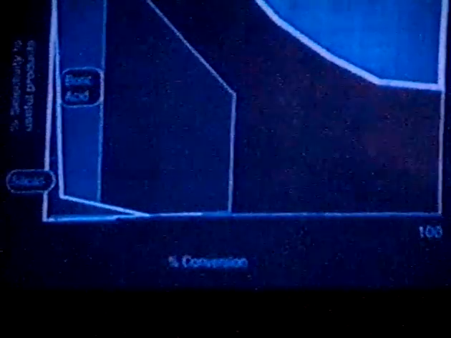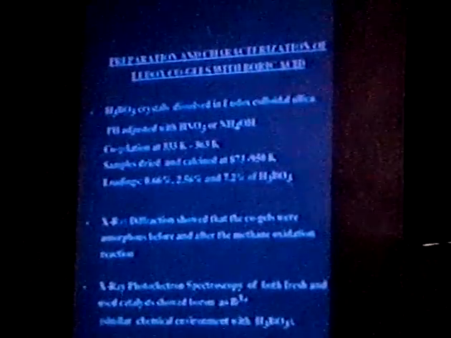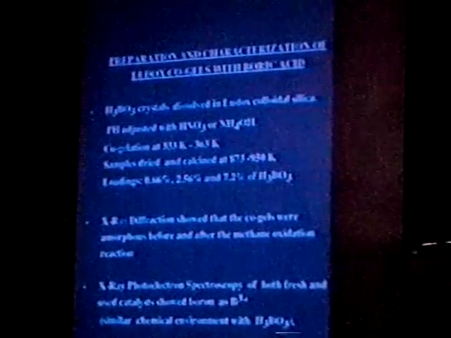Now, for the first part of the talk, the modification of silicas with boric acid. Boric acid is known from the combustion literature to be used as a flame retardant, inhibiting the propagation of the radicals that are very likely to be formed in the combustion processes.